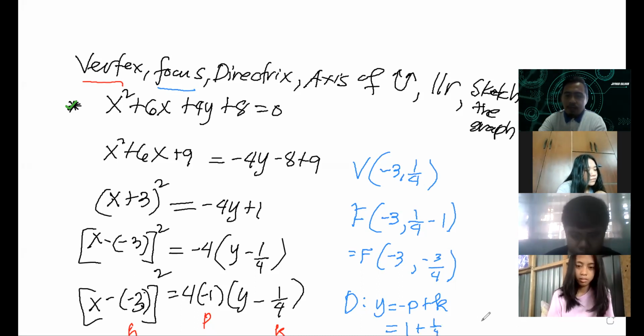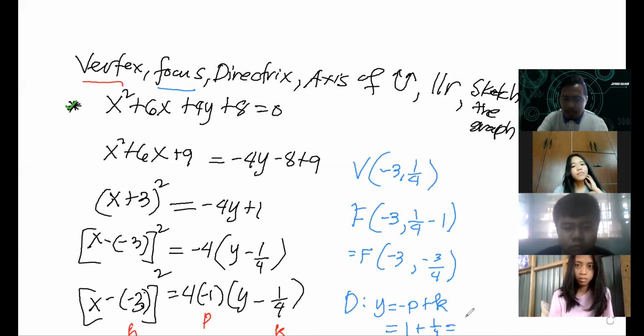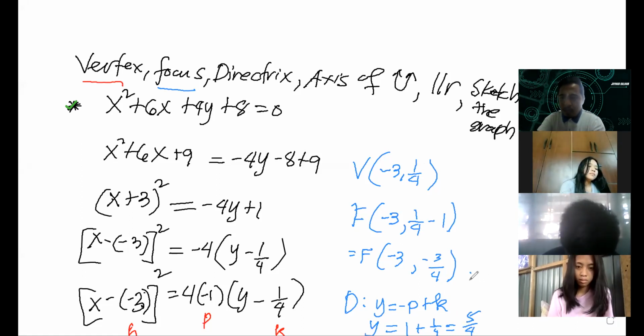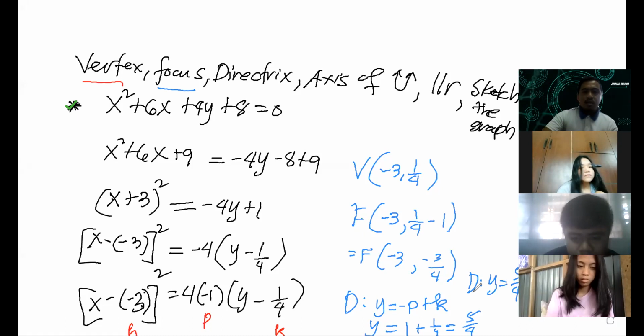Agree? Your k is 1/4. And if you simplify that one, that will give us 5/4. Right? Yes, sir. So y equal to 5/4. That is a line, right? So your directrix should be given by the line y equal to 5/4. Okay? So what is missing?